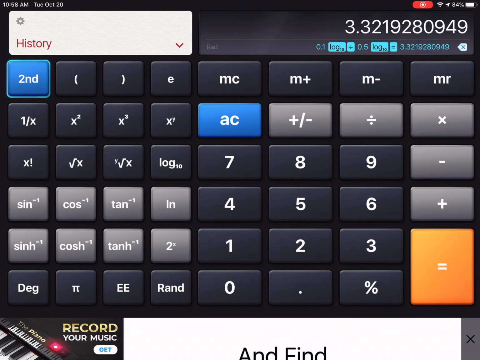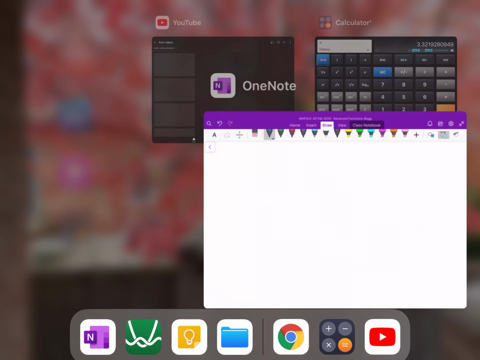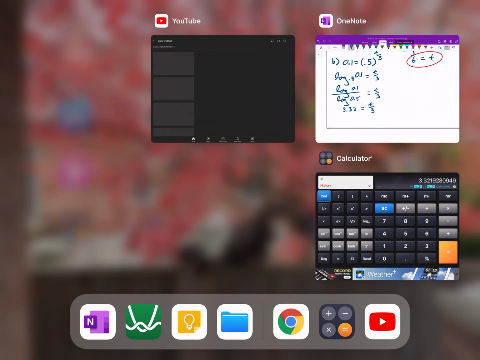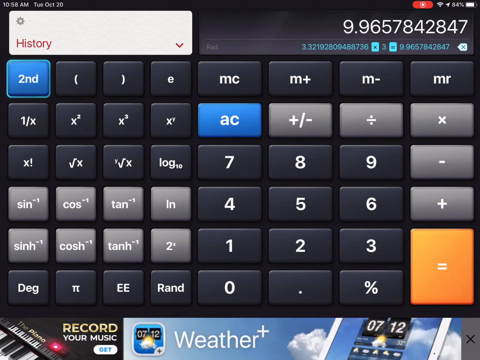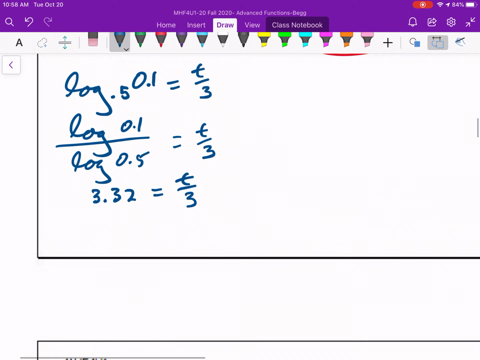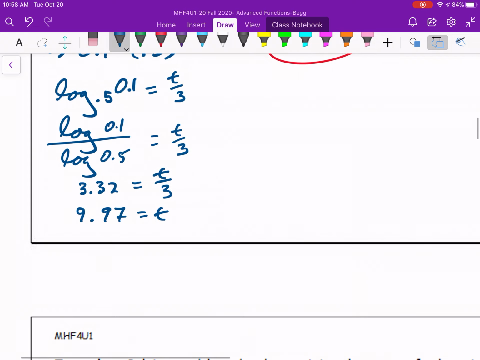.32. And again, then we have to multiply by 3. 9.97 if I round it, just barely above 5. So t is approximately equal to 9.97 years. Because remember, we're solving for time here.